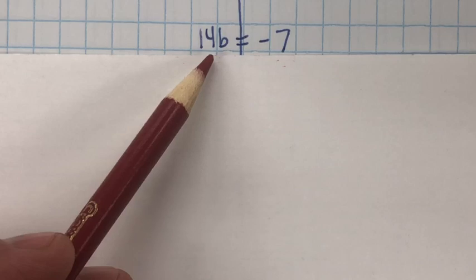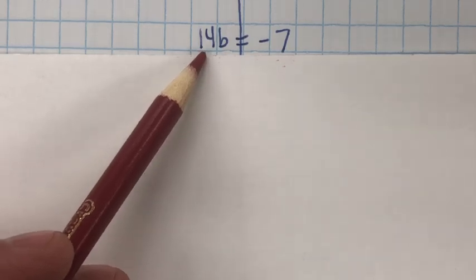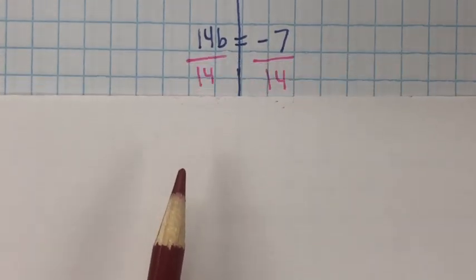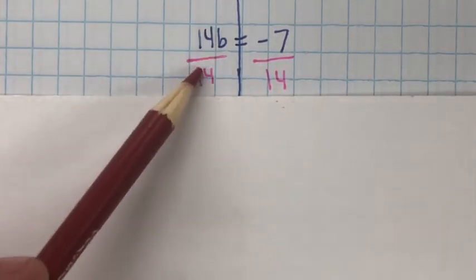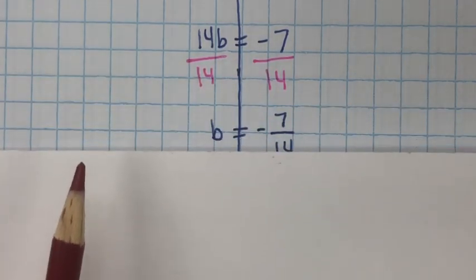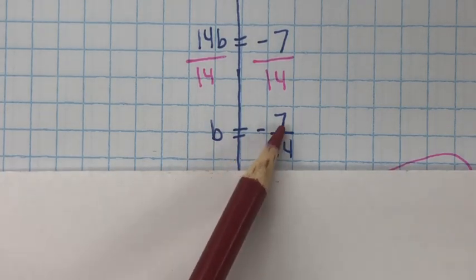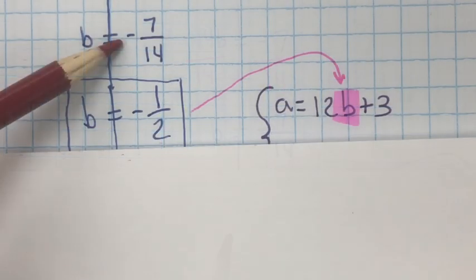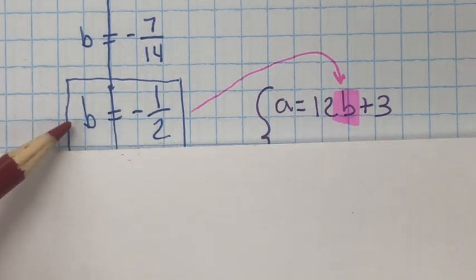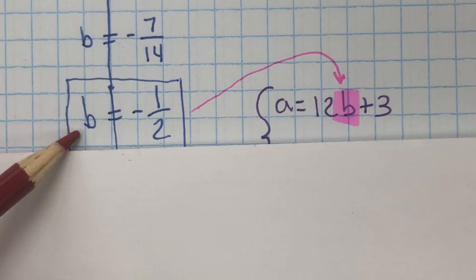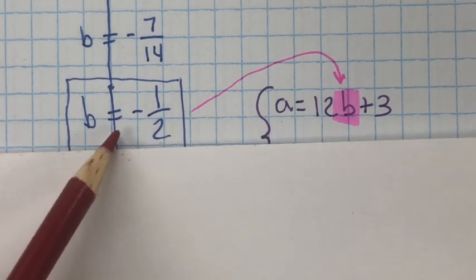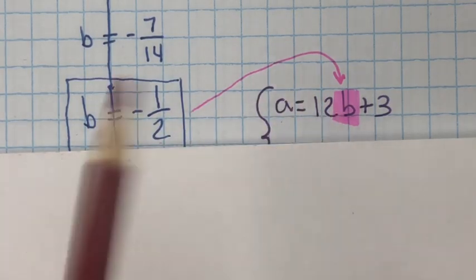Still don't have b by itself, so 14 multiplied by b, inverse property of multiplication is division, and I'm going to divide by 14. That creates the giant 1. What you do to one side, you do to the other. So now I have b equals negative 7/14. Negative 7/14 simplifies to negative 1/2. So now I found the value of b, so I need to now find the value of a. And I can do that by substituting the value of b back into the equation.